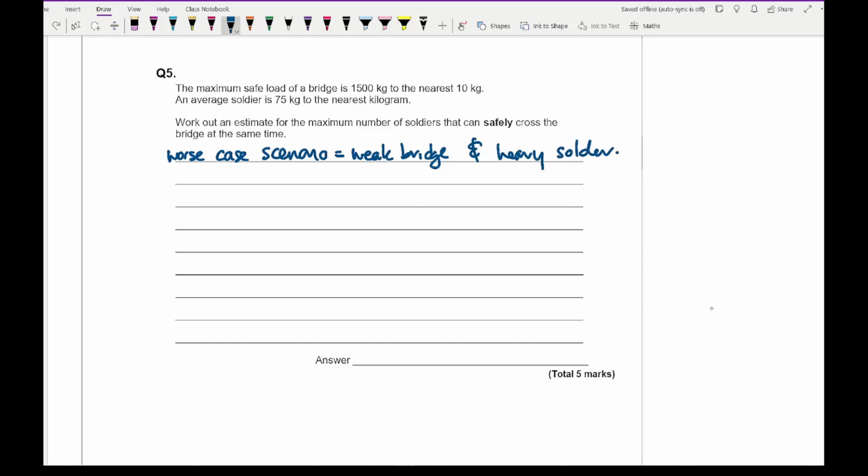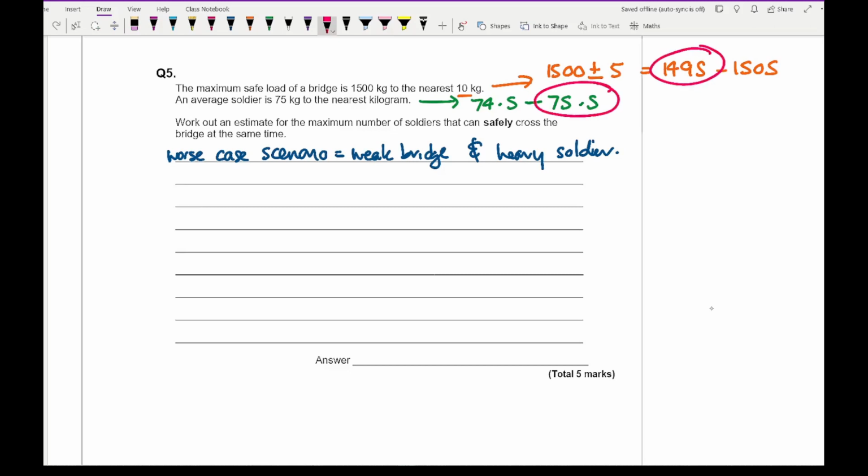So from this, what we can then see is, well, looking at the upper and lower bound, so if we calculate that next, so here for the bridge, it's going to be 1500 plus or minus, I halve the rounding error, which is 10, which is going to give me 5, so that's going to give me 1495 to 1505. Then with the soldiers, that's been rounded to the nearest kilogram, so that's going to be 1 divided by 2 is a half, so it's going to be 74.5 to 75.5. So looking at the worst case scenario, the values that I want to pick out is the lightest bridge, which is that, and the heaviest soldiers.